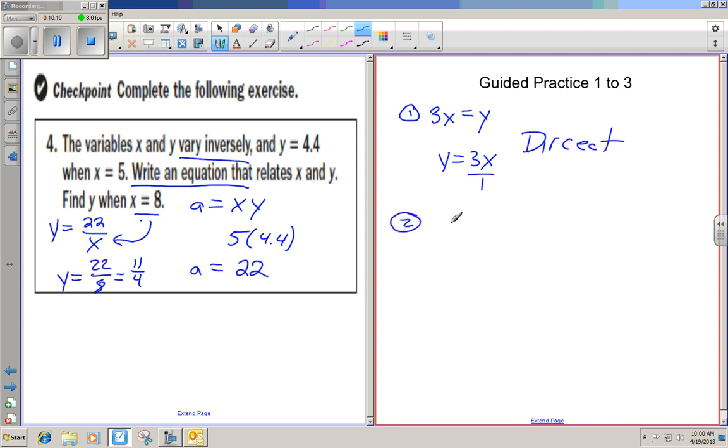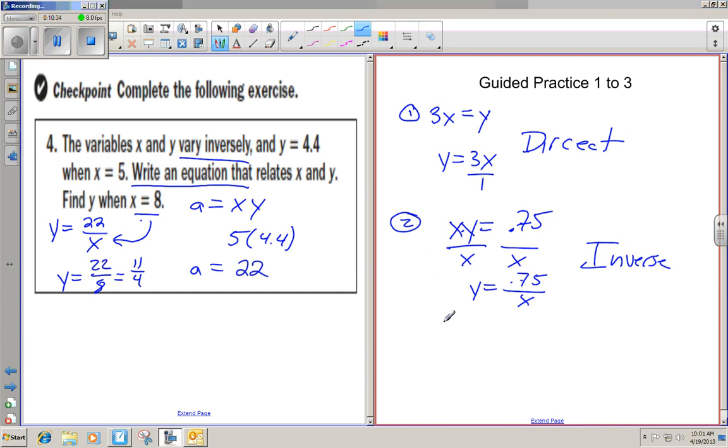Number 2, xy equals 0.75. Well, a couple things. You can see product of two variables. If we divide it by x, you should say that this is inverse, an inverse relation. Number 3, y equals x minus 5. And as soon as you see that minus 5, you should say, there's something wrong here. This is neither. Yep, neither.